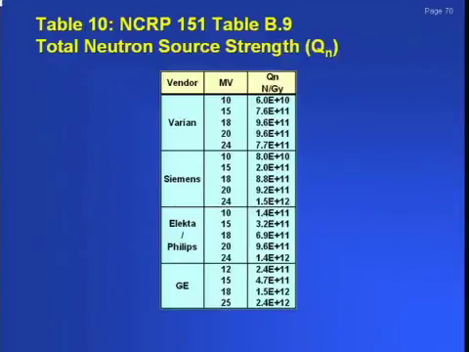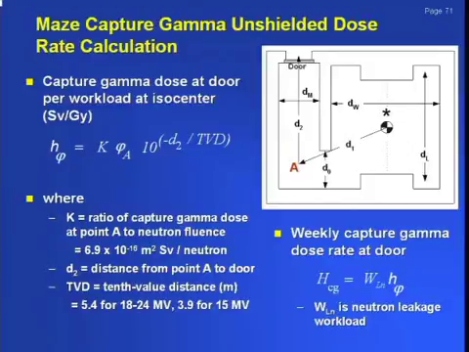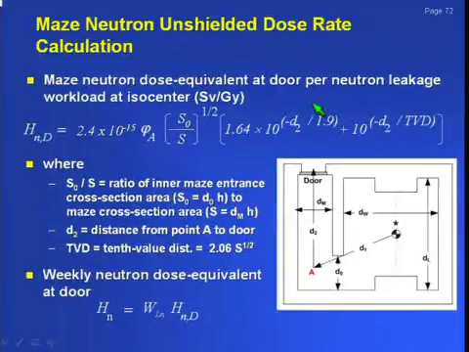Here is data for your neutron calculations. Again, you do the capture gammas at the door per workload at isocenter. You do a maze calculation for an unshielded dose rate. So again, you go from the target, you clip the inside of your maze, and you go to the center line that intersects the center line of your door. That is your distance that goes into this formula.